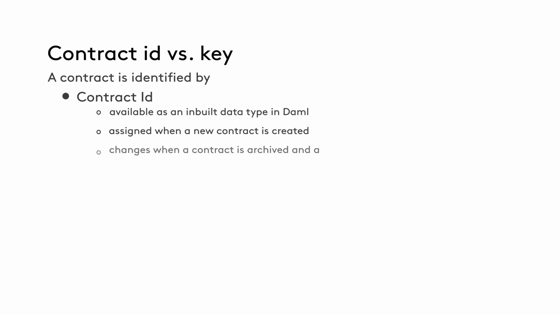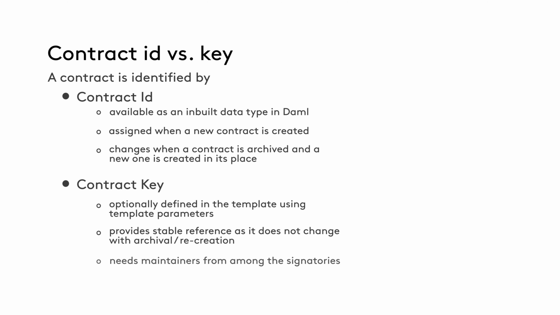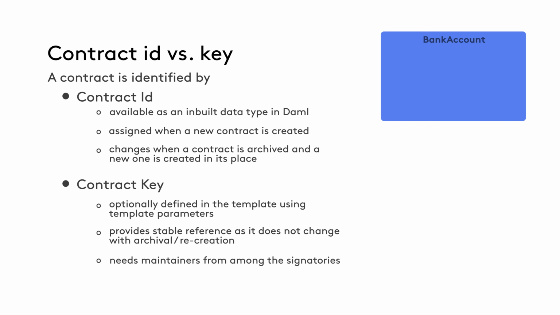As contract IDs are immutable, the only way to make a change in a contract is to archive the old one and create a new one. This means the old contract ID is no longer valid, as now we have a new contract ID. If we need a stable reference, then we can use the second method, which is to define contract keys within the template. A contract key can be created using a combination of parameters, such as parties, to create a unique stable reference.